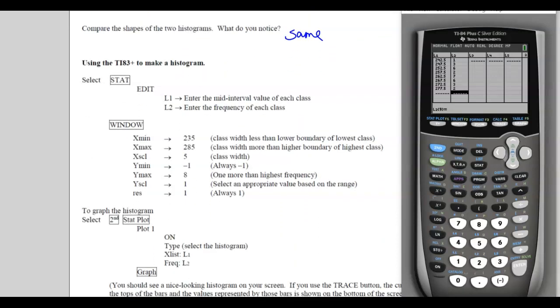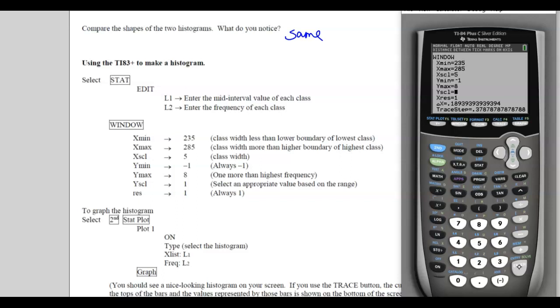Okay. Then window, we have to make sure the scale is correct. So go to window and X-min, we're going to go to 235 just to give a little bit of space to the left, to 285, give it space to the right, and those widths of those bars are 5 units, so we'll go a scale of 5. And then just -1 gives that space below the x-axis for y, and maximum 8, because our maximum frequency is 7. And then just up by 1s for that. Leave X resolution always as 1, so don't change anything else there.